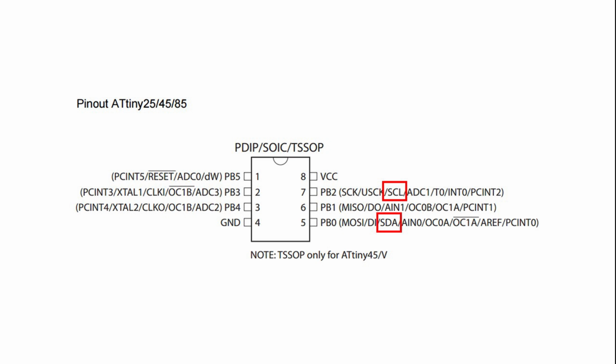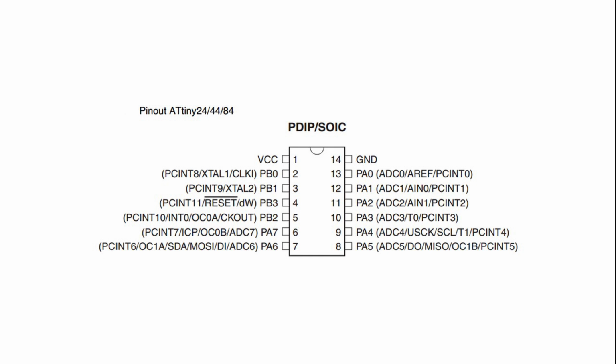PB0 and PB2, for example, are dedicated to the I2C bus. It cannot be changed. The other three pins are fortunately just enough for our three sensors. If you need more pins, you can use an ATtiny84, which has 14 pins. All the rest is equal to the 85 chip.